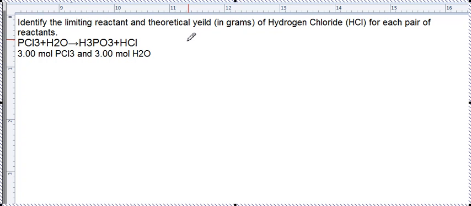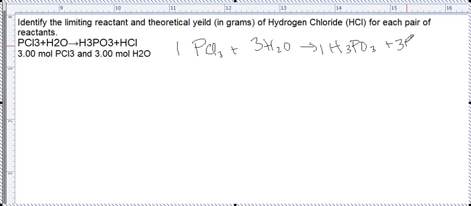We already figured out that in order to balance this equation, we need 1 PCl3 plus 3 H2Os will give you 1 H3PO3 plus 3 HCl's. Alright, so first thing we're going to test is the PCl3.